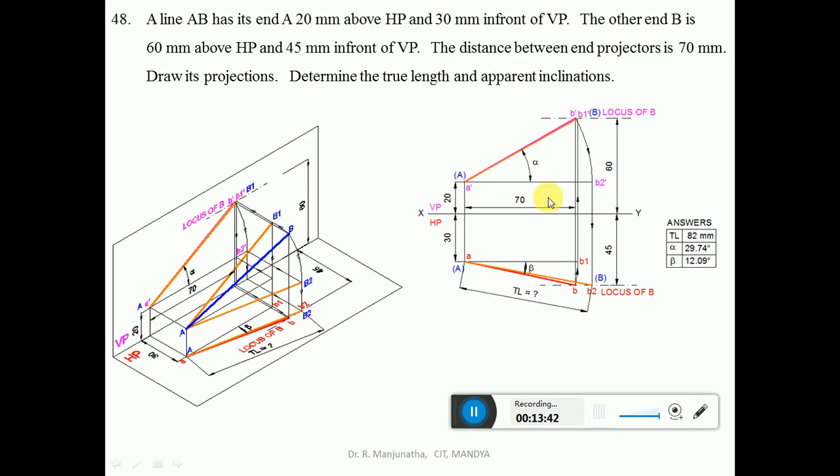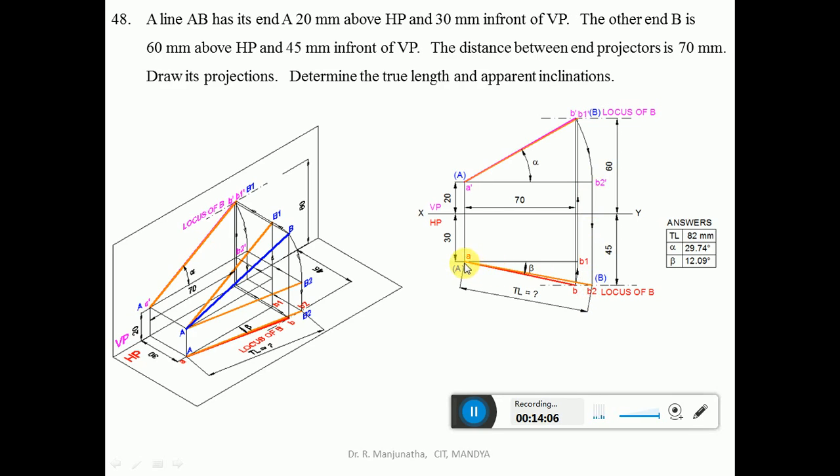Then since A dash B2 dash is parallel to HP, we will be able to find the true length in HP. The true length in HP can be found in the top view. So draw a top view for A dash B2 dash. With A, draw a vertical projector from B2 dash to the top view, wherein it will cut the locus of B in the top view. Then mark this point as B2.